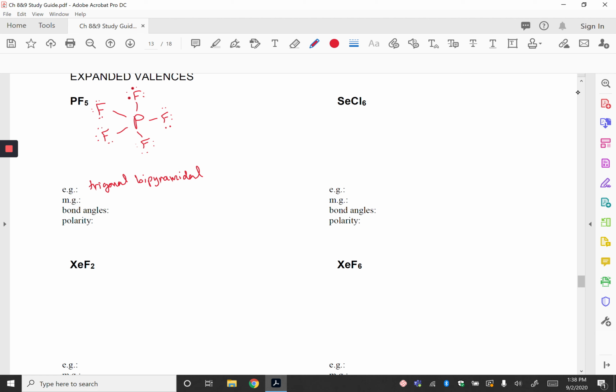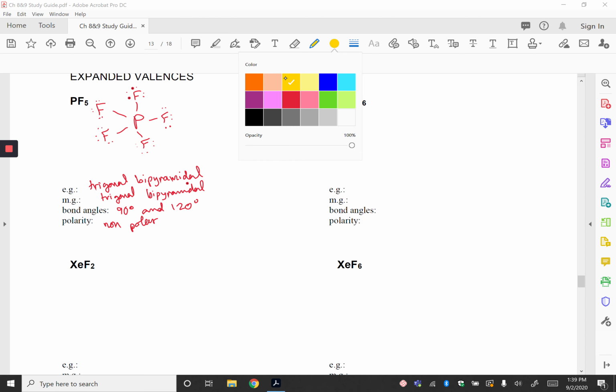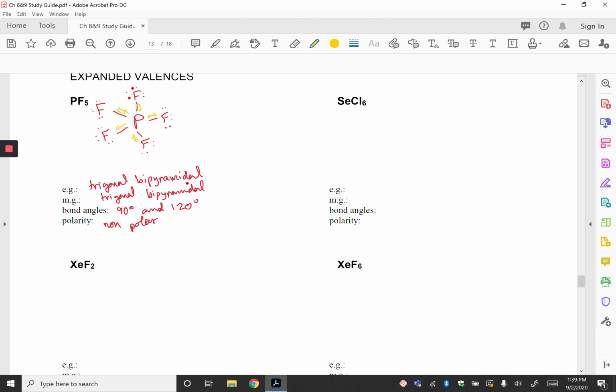My angles would be, we have 90 and we have 120. My molecular geometry would also be trigonal bipyramidal. You don't have any lone pairs on the central atom there. 5 things at 120 and 90. And this one is nonpolar. If you look around your central atom, everything is the same. Or if you draw your little arrows, I'll draw them for you if you want. There we go. They all cancel each other out.